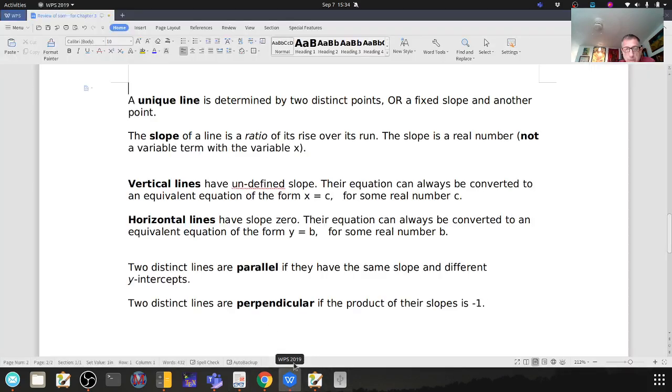So let's go back to what I have written down. Vertical lines have undefined slope. The equation can always be converted to an equivalent equation of the form x = c. Horizontal lines have 0 slope, and their equation can always be converted to an equivalent equation of the form y = b for some real numbers b and c. So back to where we were.